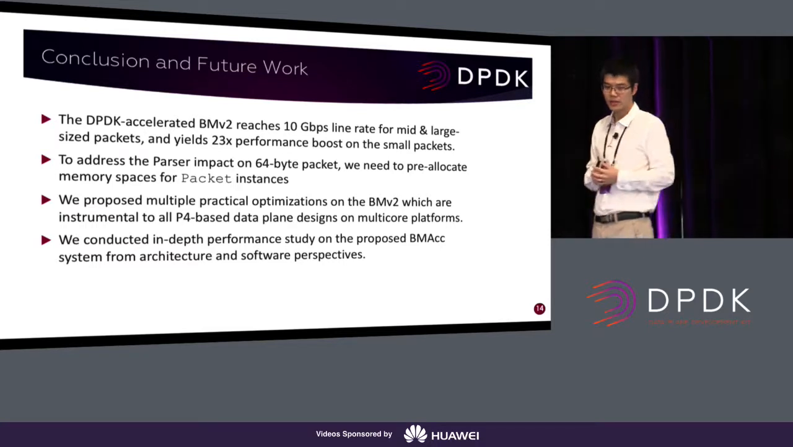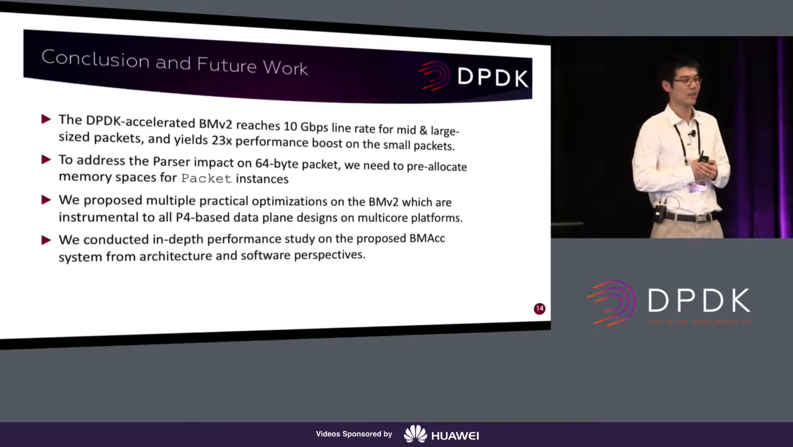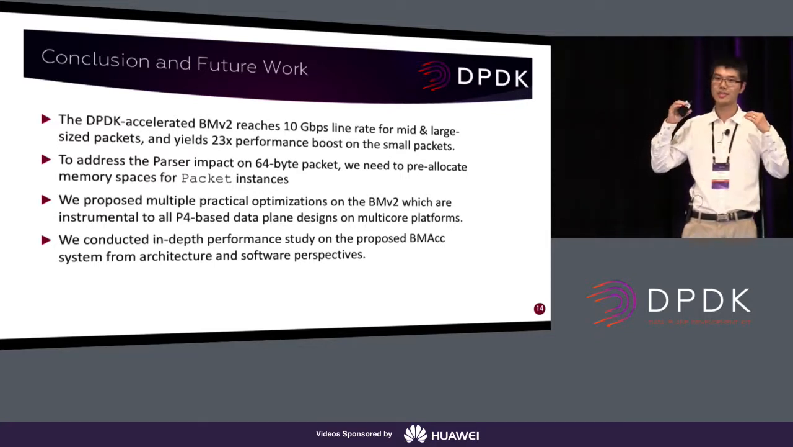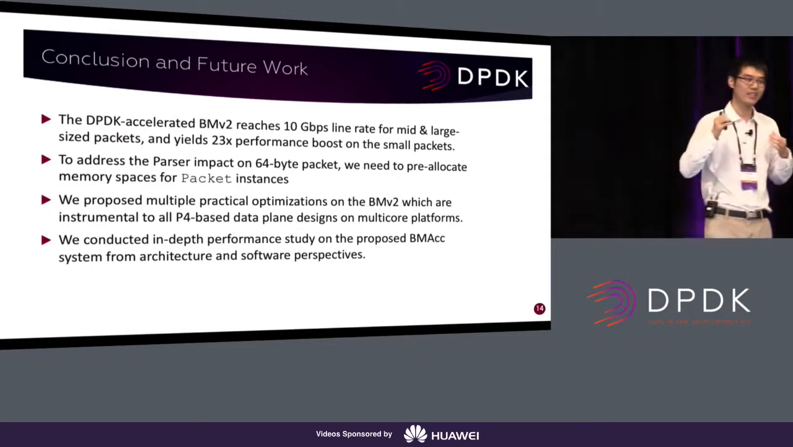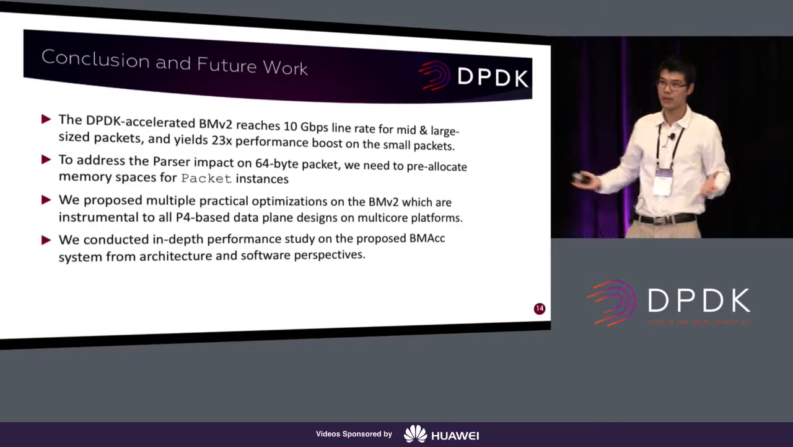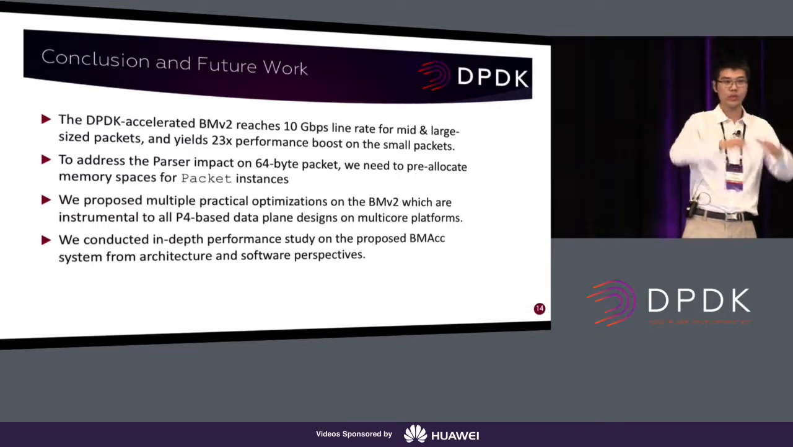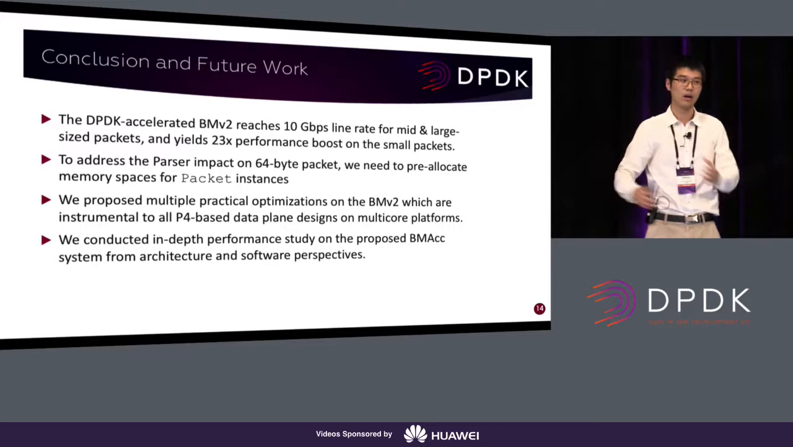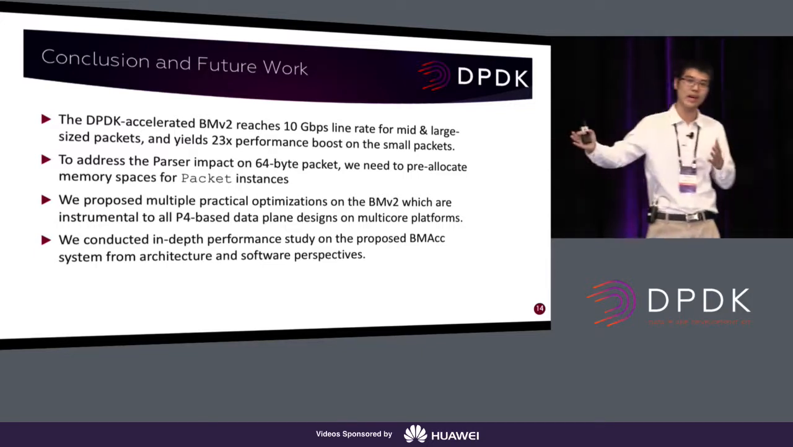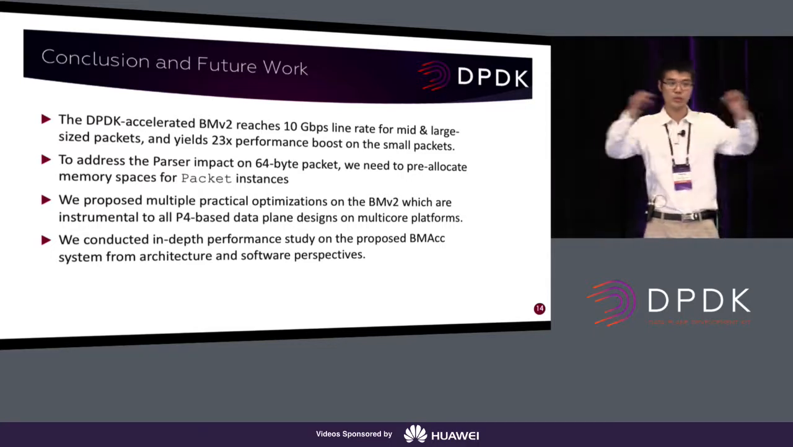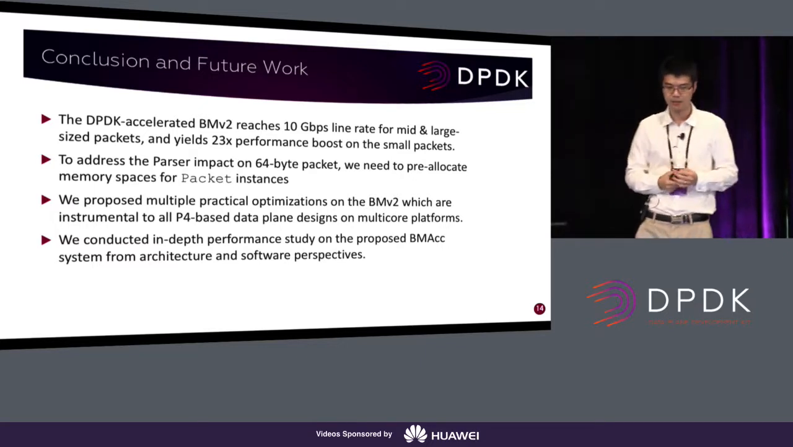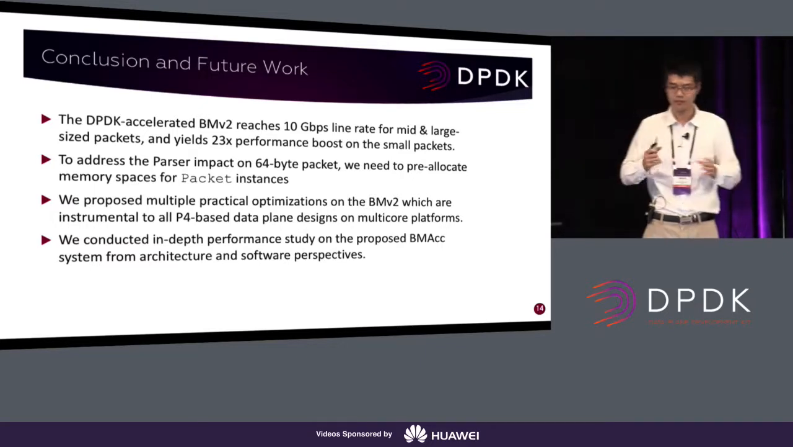As I mentioned before, to address the parser impact on P4 for small packets, we need to use some techniques like pre-allocation. So instead of creating a new object every time, we want to pre-allocate a memory space so that we can reuse it. We don't need to create a new one over and over again, we can just use the same space. We can release it when the packet is gone, and then we reuse this memory space. This can be a solution for this, and we are currently working on this, and hopefully we can get better results.